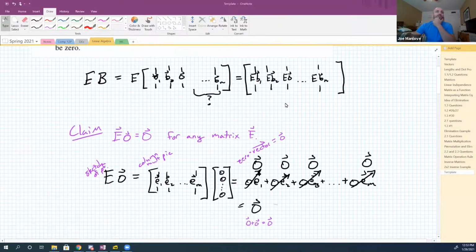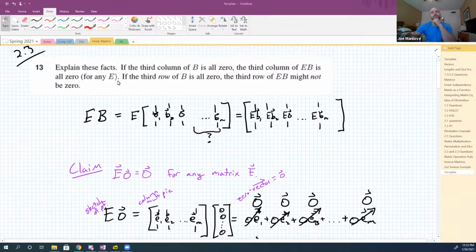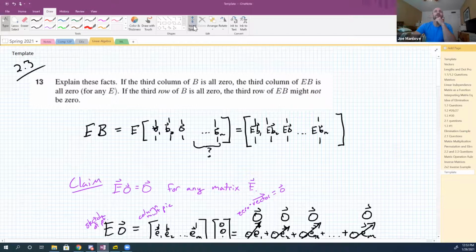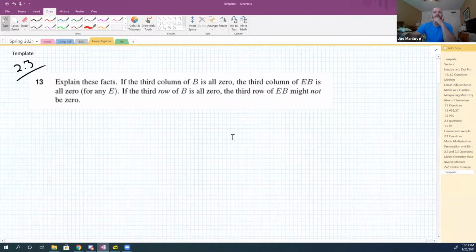All right, so to more carefully summarize 2.313, let me maybe make a little bit of extra space here. Okay, so essentially my first fact boils down to: if the third column of B is all 0, then the third column of EB is all 0. So in order to write a careful proof, I'm going to need to outline the things I need to know.